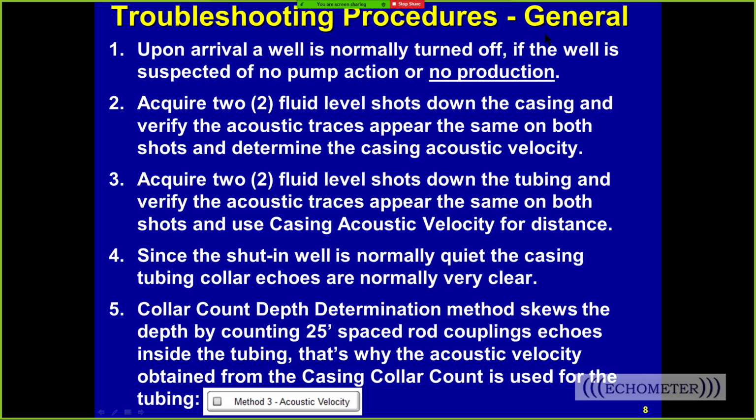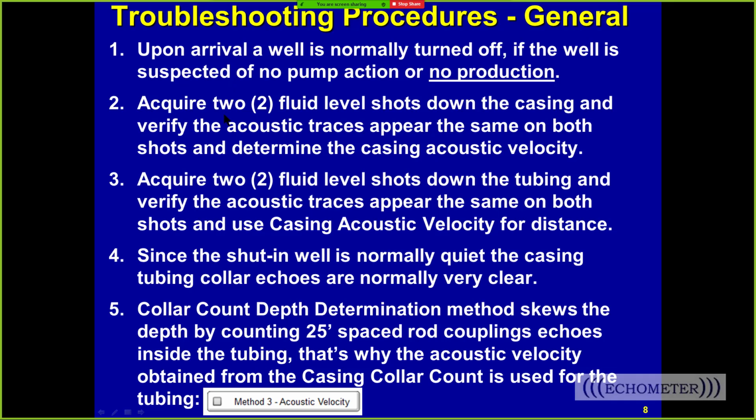Now, what can you see with the fluid level shot when you're trying to troubleshoot the well? Well, first of all, the rod pump well is probably turned off. There's no production at the surface. Someone found that the well's not producing. It's going up and down, but it's not producing. So you turn it off. The lease operator or someone that went by the well turns the well off and alerts you that there's a problem with this well.